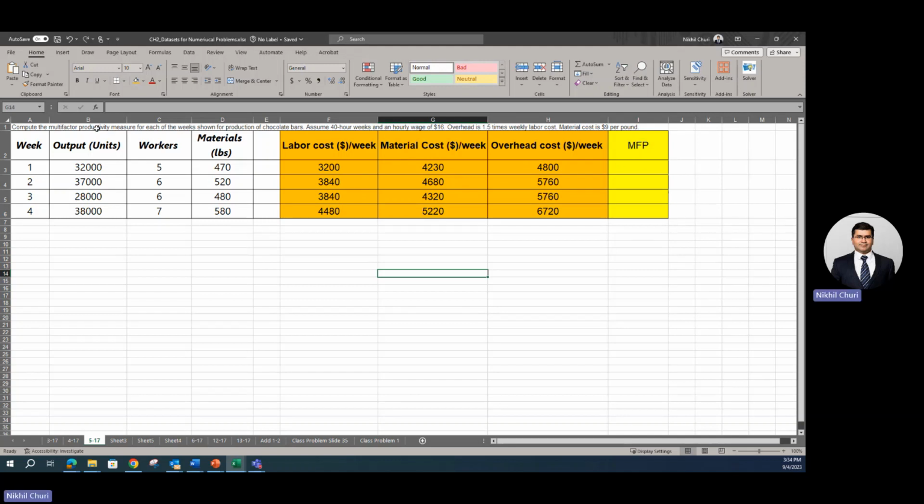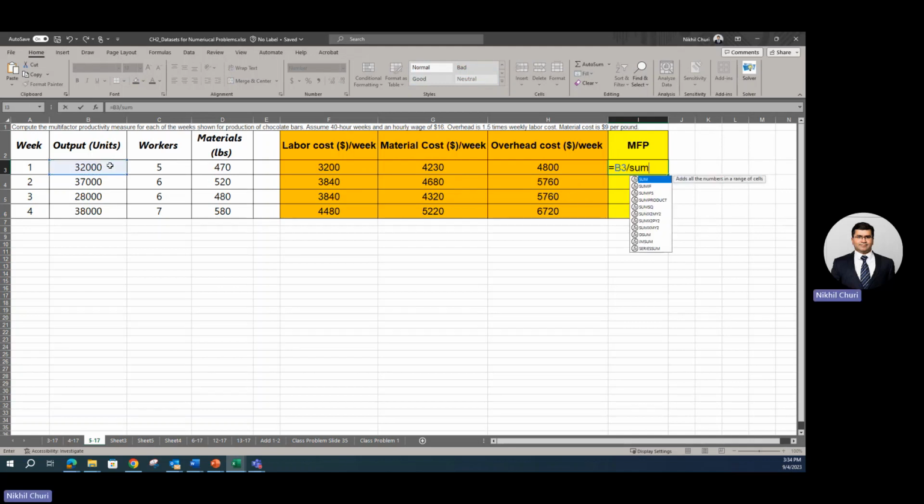So the main question is to compute the multi-factor productivity measure for each week. So week 1, week 2, week 3, week 4 multi-factor productivity is what I'm trying to calculate. Looking at these numbers, I have all the entities. So let's plug into our basic formula, output upon input. My output equals 32,000 divided by the sum of all these 3 inputs: labor cost, material cost, overhead cost. Selected, close the bracket, enter.